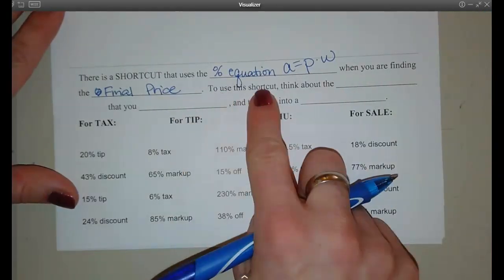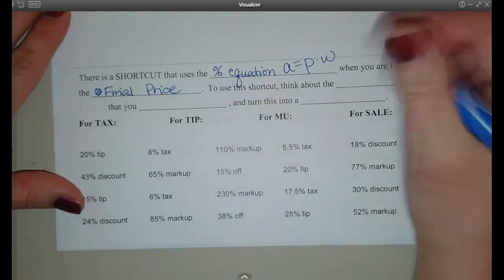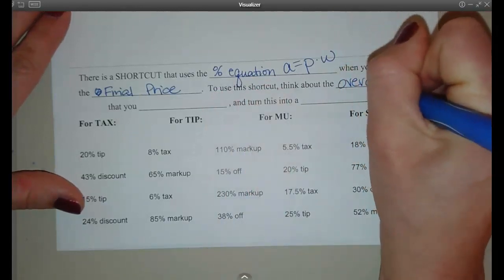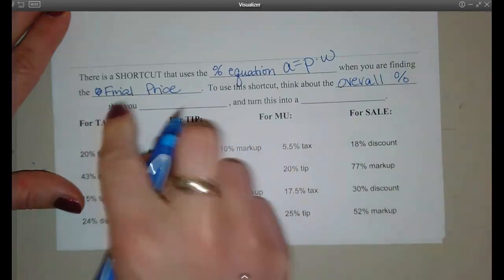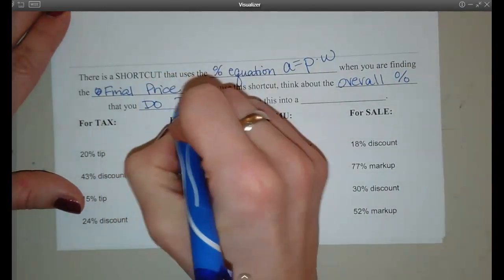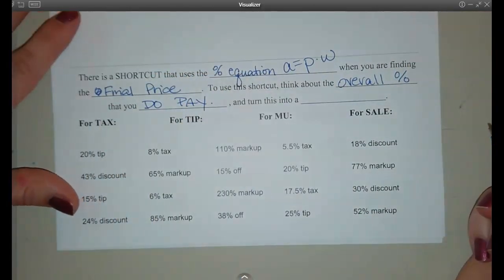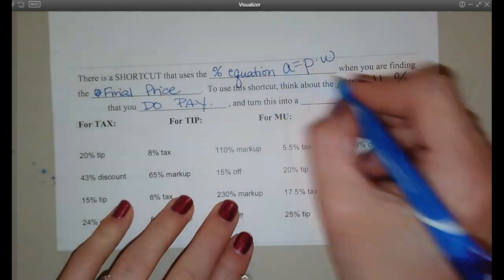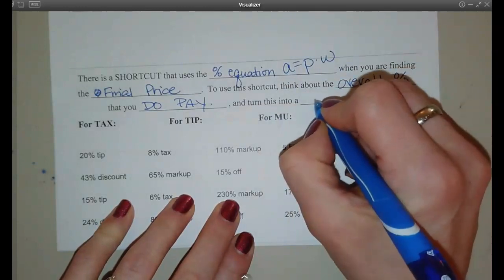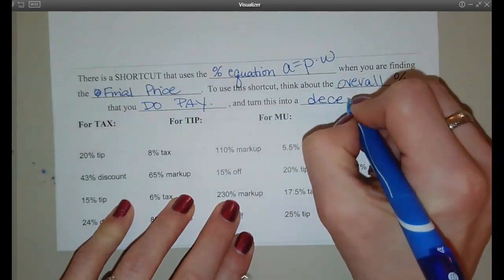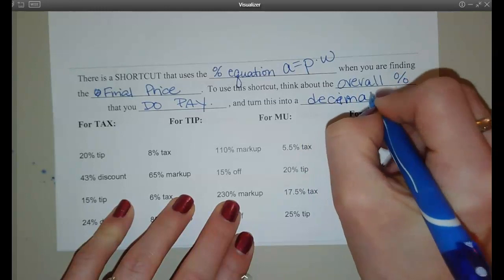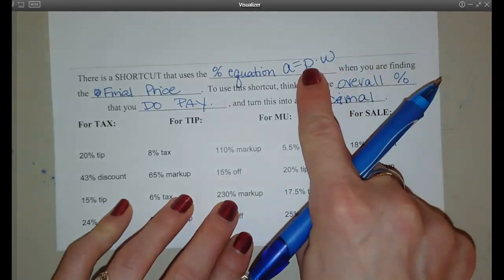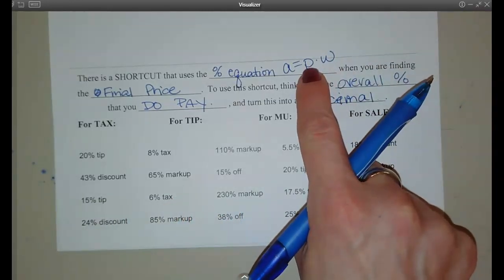All right. So the shortcut's this. Think about the overall percent that you do pay. Okay, the overall percent that you do pay. And remember, in the equation, we need to turn that overall percent into a decimal. Because when we put P in here, it's always a decimal when we use the equation.